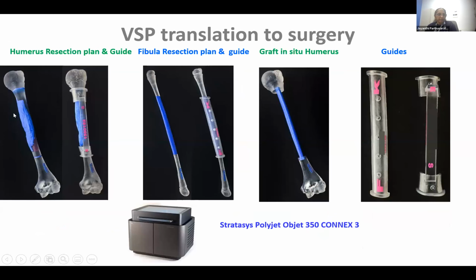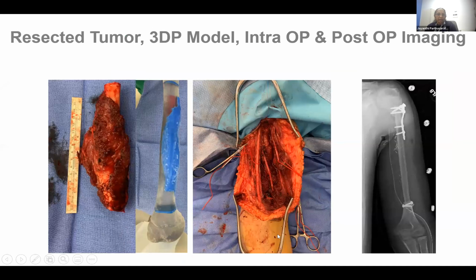So here we come up with the guides based on the resection, and these are the humerus guides, and these are the fibula guides, and this is the post-operative humerus, and these are the guides by themselves. We can either use a Med 10, or we could use the surgical guide resin from Formlabs to make these guides. Here, this is the resected tumor. This is placed against the model that we made. And this is the resection. This is the post-op where you see the humerus is placed.